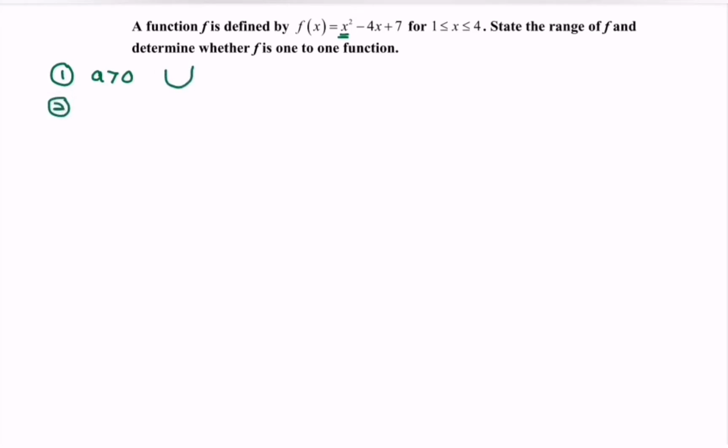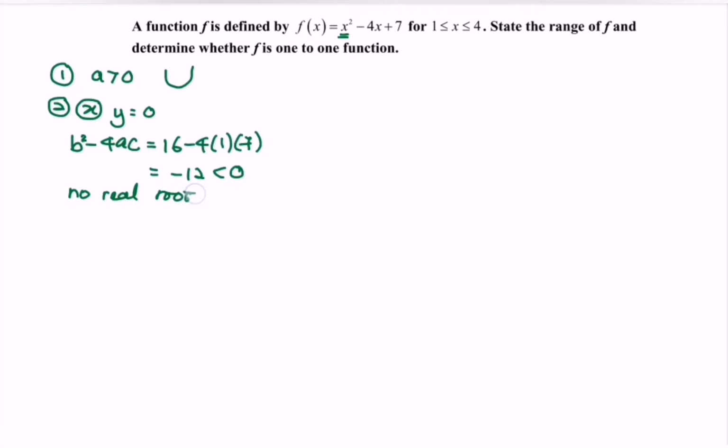Second step is to find the x-intercept, when y equals 0. Before I factorize, my suggestion is to use the discriminant to check whether there is a root. Here we have b squared, which is 16, minus 4ac, where a equals 1 and c equals 7. We notice that we have negative 12, which is less than 0. Since b squared minus 4ac is less than 0, there is no real root for this case. Continue. Find the y-intercept when x equals 0. If we substitute 0, we notice that f(0) equals 7. So the point will be (0, 7).